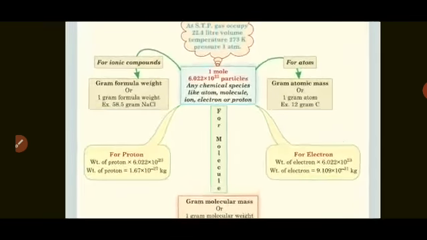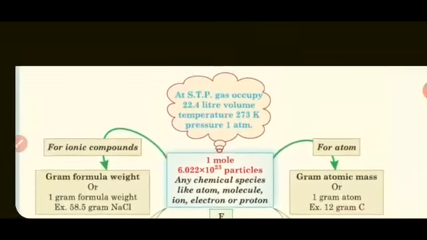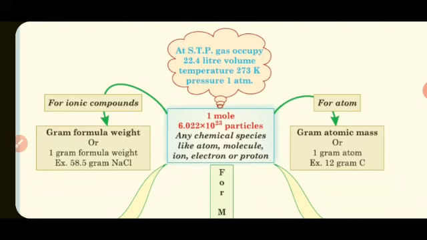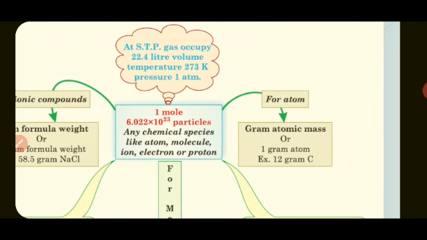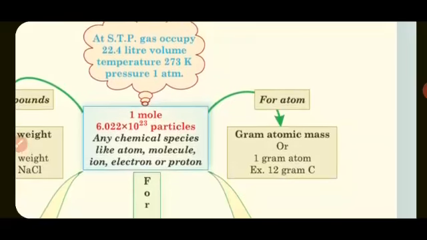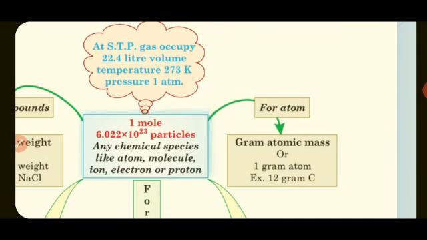Now here is a little more elaborate picture. 1 mole is nothing but 6.022 into 10 to the power 23 particles. Any chemical species like atoms, molecules, ions, electrons or protons also. Right? So for an atom, what are we considering? Gram atomic mass. For example, 1 gram atom, what is its mass? 12 gram. So whenever we take 12 gram of carbon, how much is it? It is 1 mole.